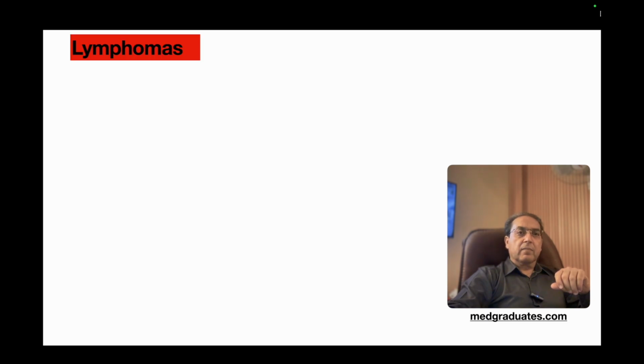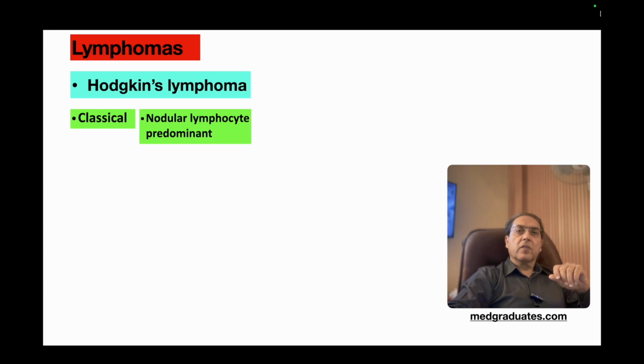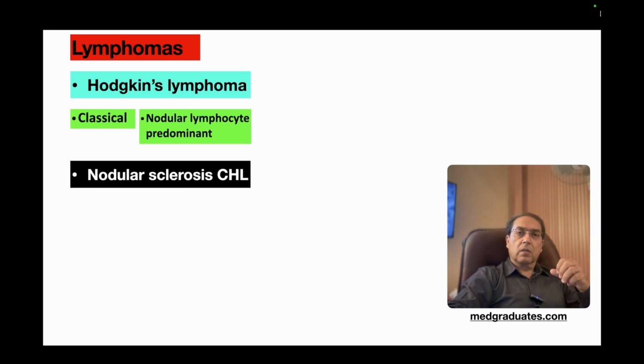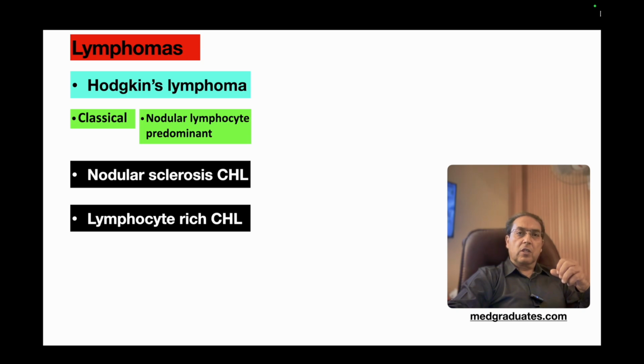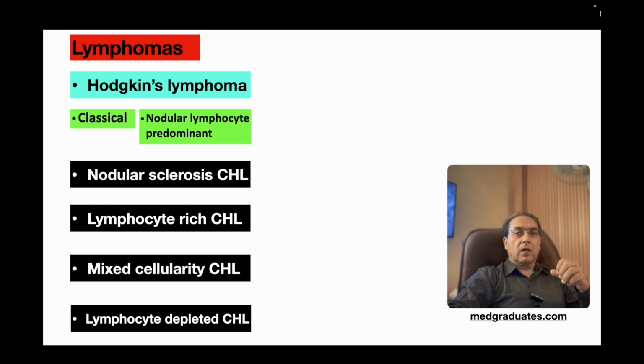Now, how do we classify them? The lymphomas are classified broadly into two groups depending upon the presence or absence of Reed-Sternberg cells. They are Hodgkin lymphomas or non-Hodgkin lymphomas. The Hodgkin lymphomas are further divided into classical Hodgkin lymphoma and nodular lymphocyte predominant Hodgkin's lymphoma. Now, the classical variety is further divided on morphological appearance into four types: nodular sclerosis Hodgkin's lymphoma, lymphocyte-rich Hodgkin lymphoma, mixed cellularity Hodgkin's lymphoma, and lymphocyte-depleted Hodgkin's lymphoma.